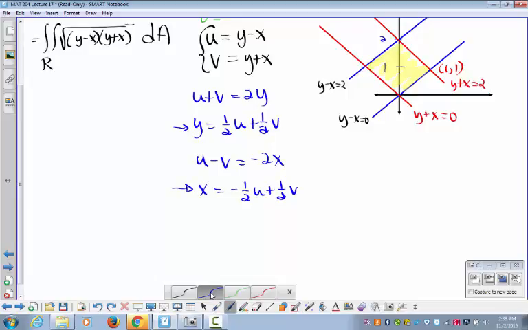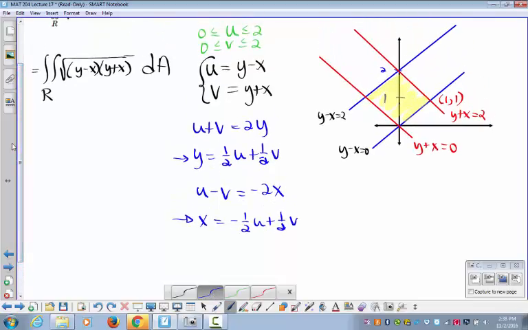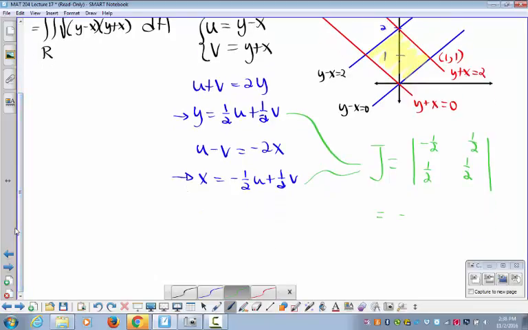Now those are the two equations we're looking at. x and y dependent on u and v. And that's what we need to get our Jacobian. So our Jacobian is then equal to the determinant of x sub u, x sub v, y sub u, and y sub v. There is our Jacobian. So we take off the coefficients of u and v. Top row for x, bottom row for y. Find that determinant. That's going to be negative 1/4 minus 1/4. That's negative 1/2.